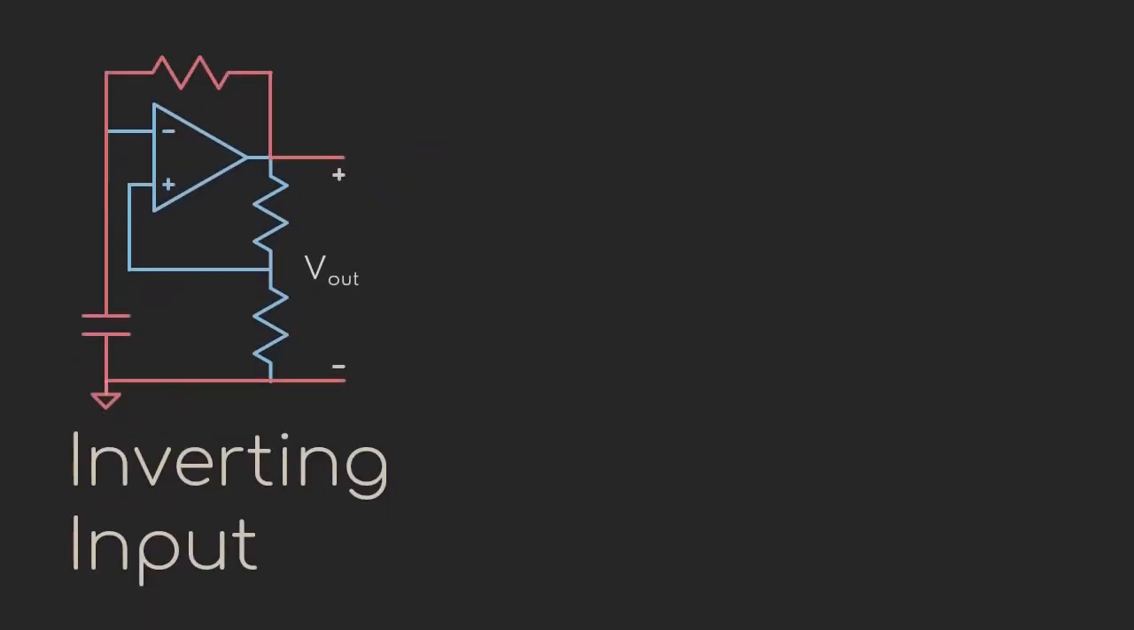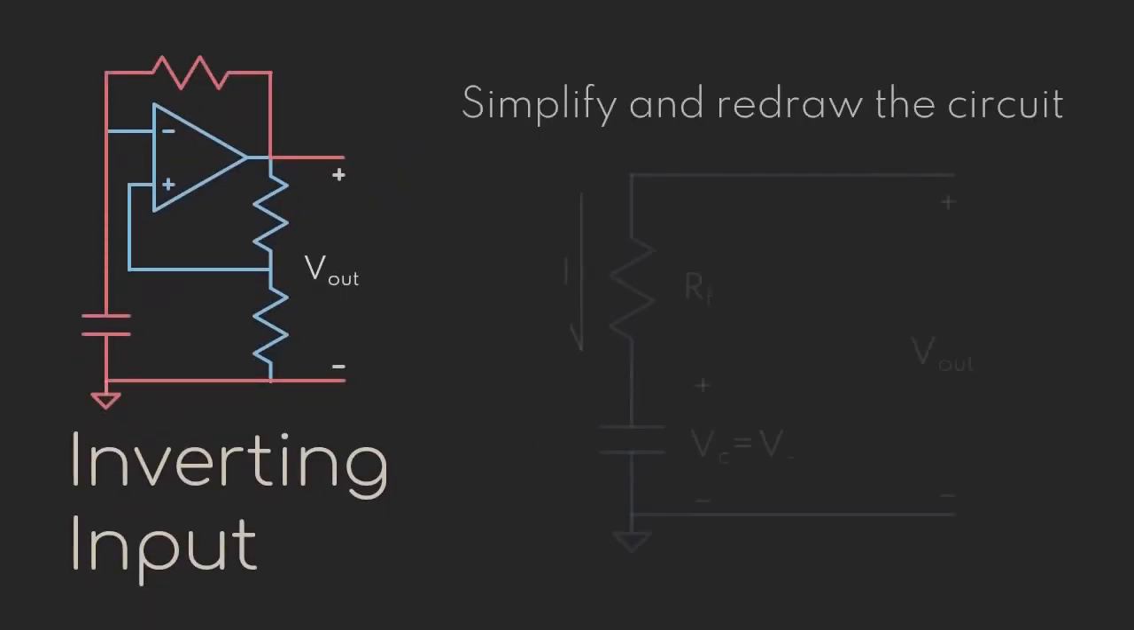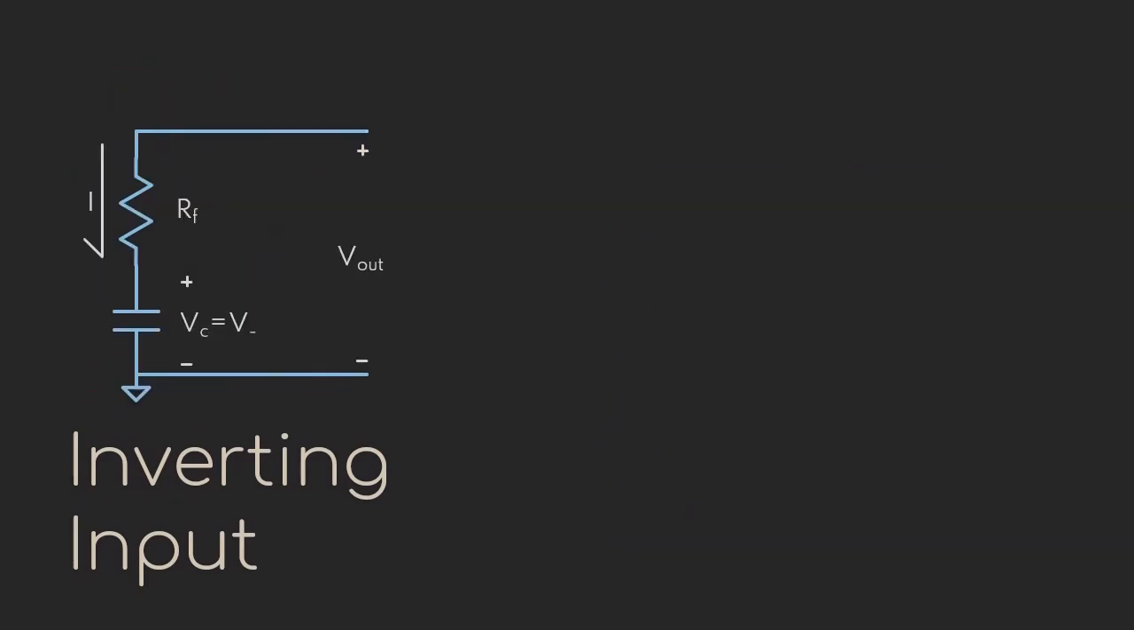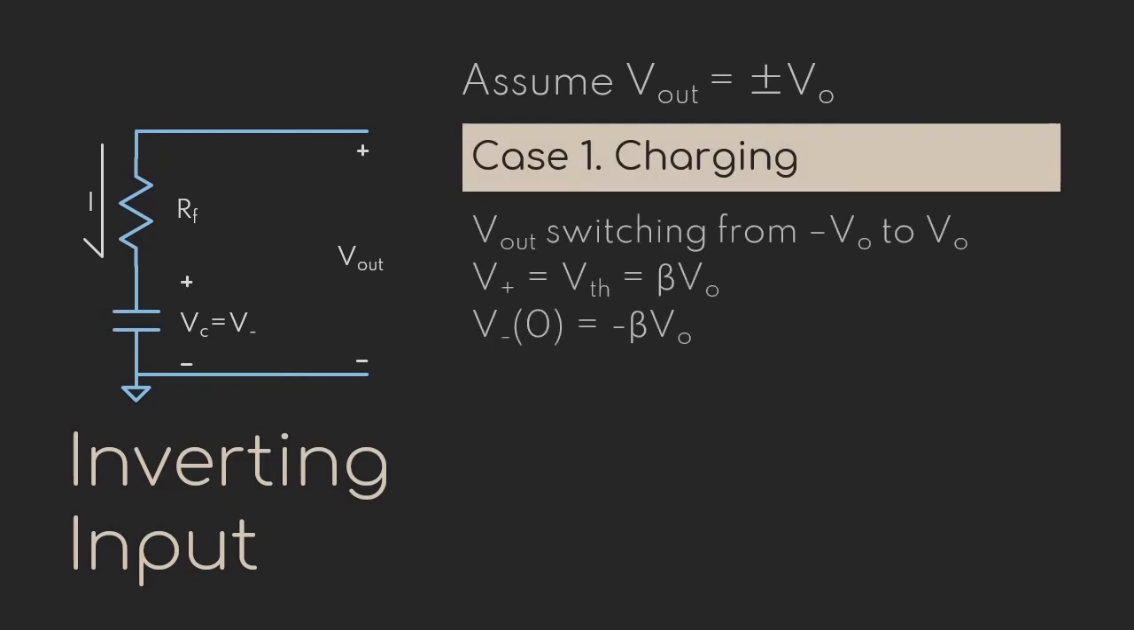To analyze the inverting input terminal, simplify and redraw the circuit as shown. So Vout is switched between negative VO and positive VO. In the first case, Vout will switch from negative VO to positive VO. Then the non-inverting input terminal will equal the threshold voltage, which is beta VO. As previously mentioned, the inverting input terminal at t equals 0 is thus negative beta VO.